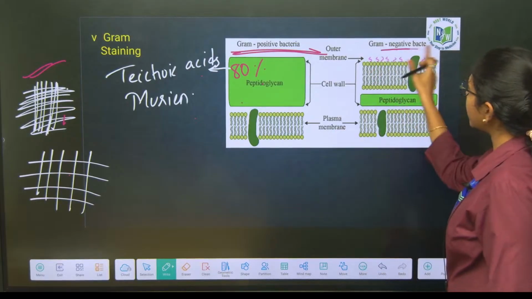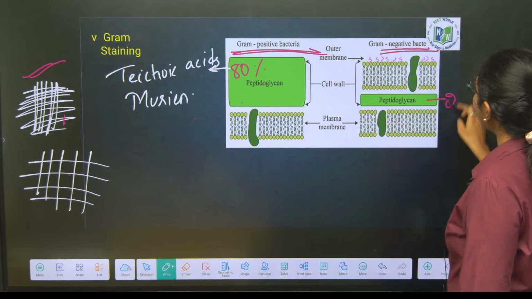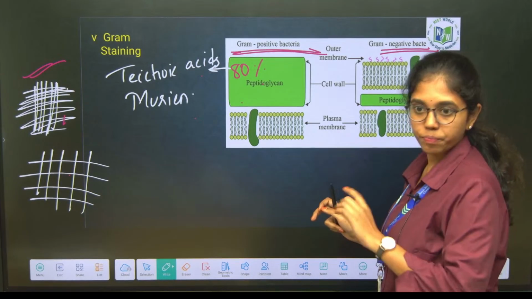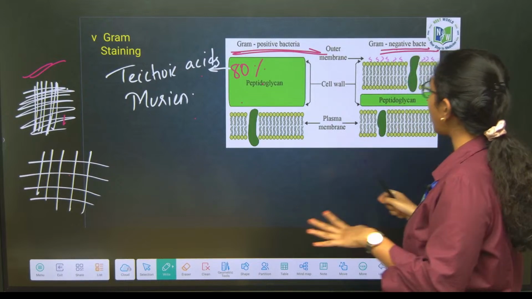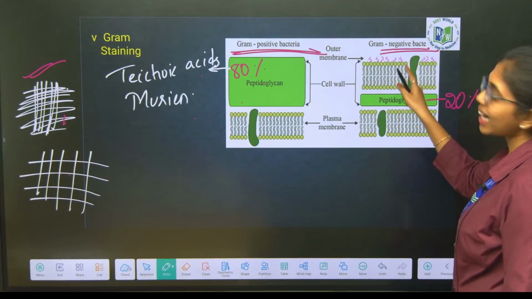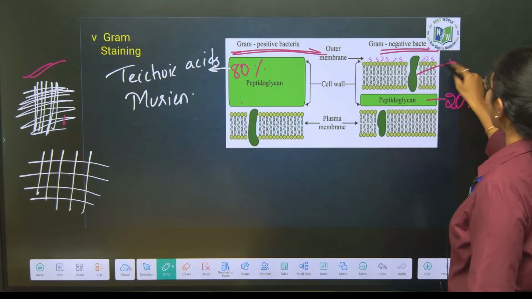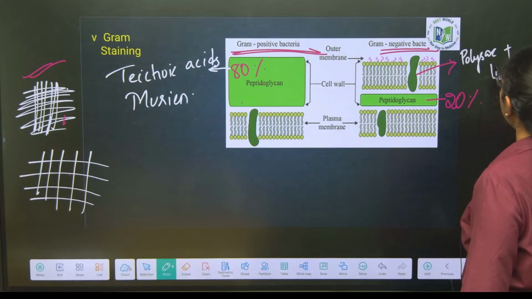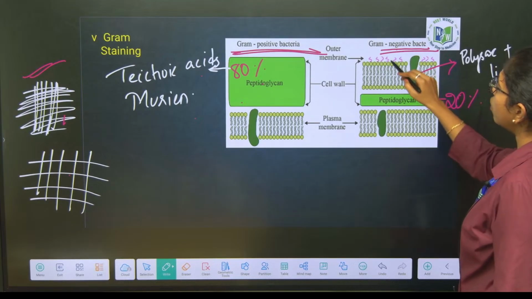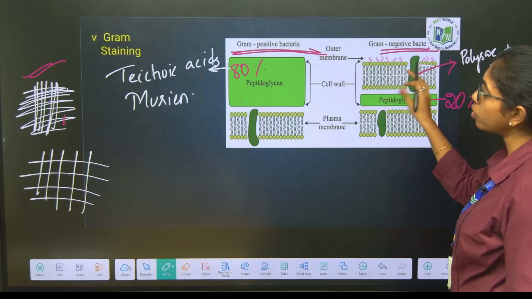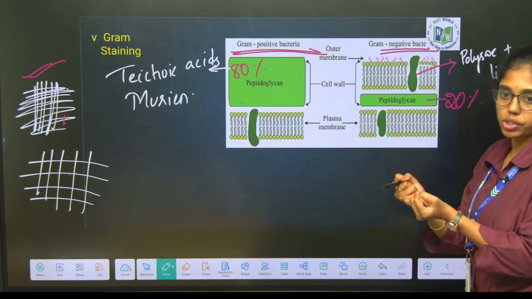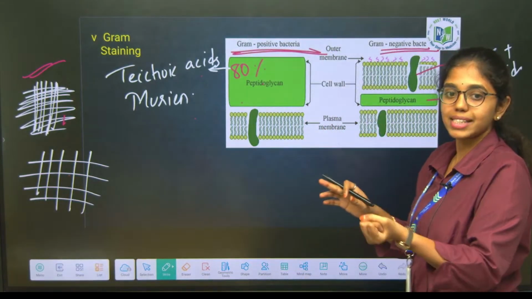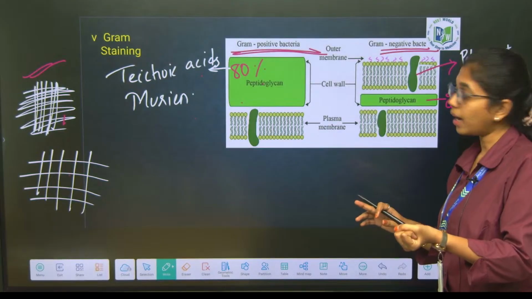Whereas gram-negative bacteria just have 20% of peptidoglycan and there are no teichoic acids inside this. No teichoic acids, no murein, we will call it pseudomurein here. Then what does gram-negative bacteria contain? Polysaccharides and lipids, which are loosely arranged like this in the outer membrane. So they don't absorb the dye so much. When they are destained, it gets destained and absorbs the dye of what? Safranin.